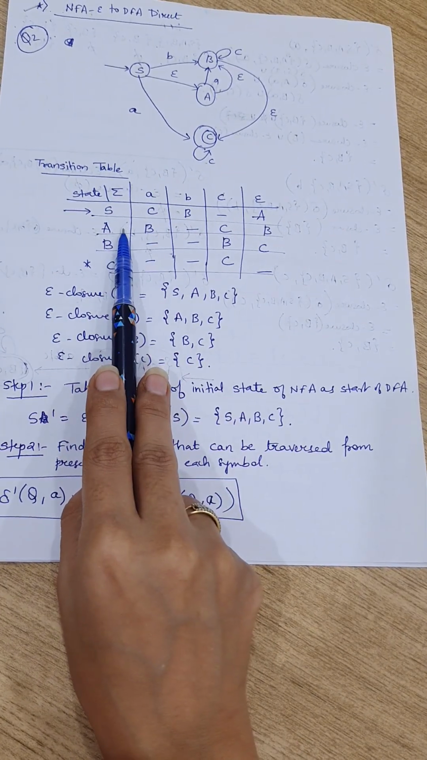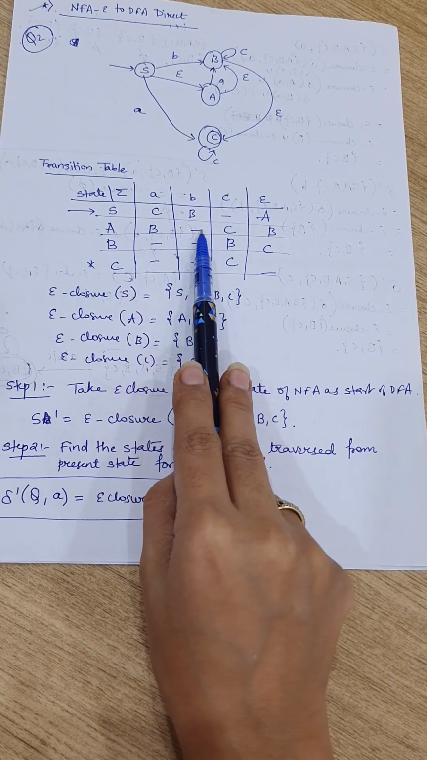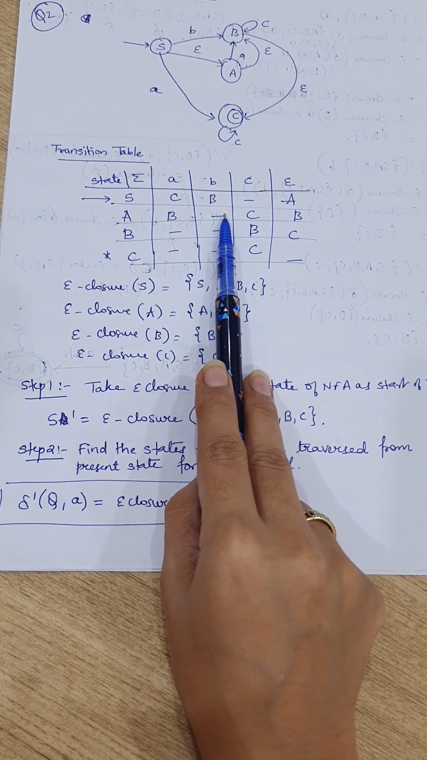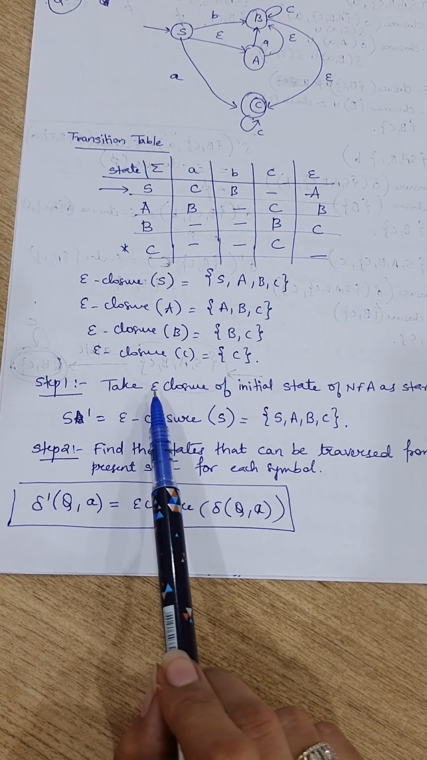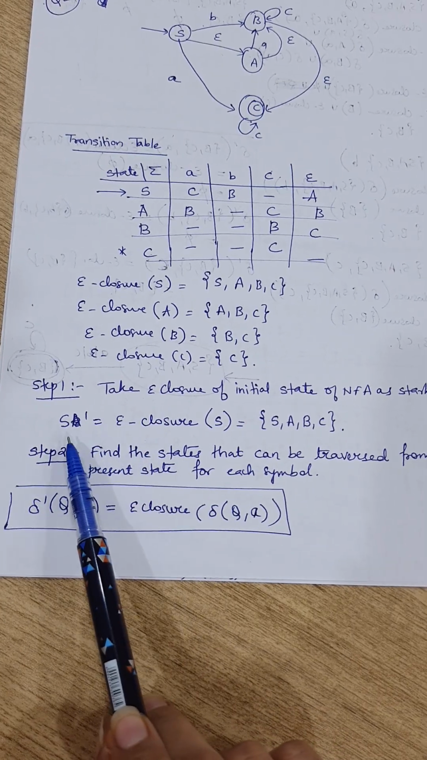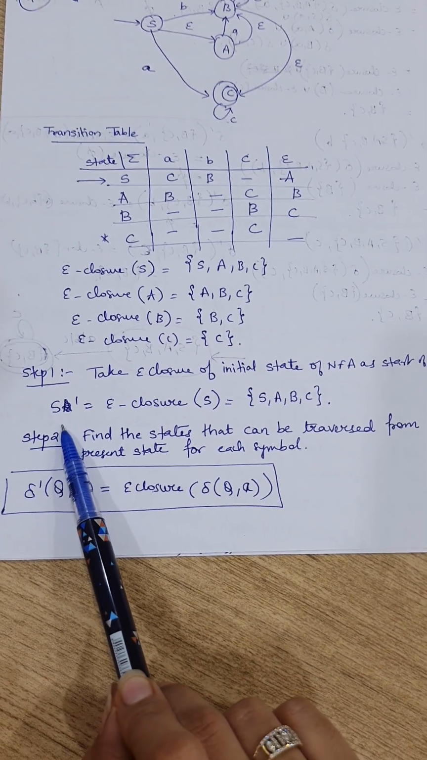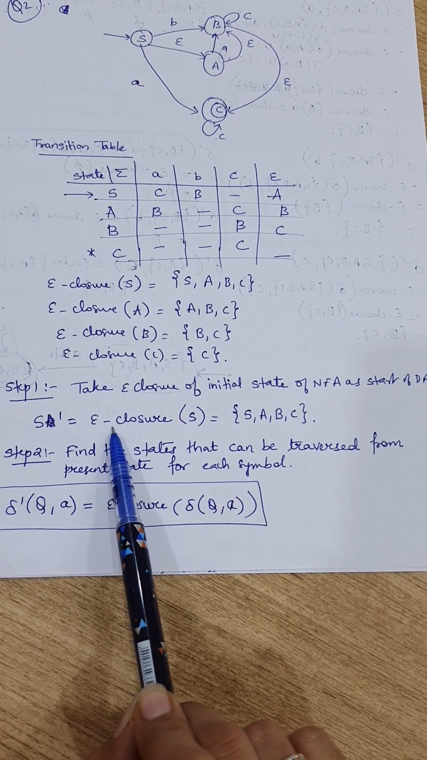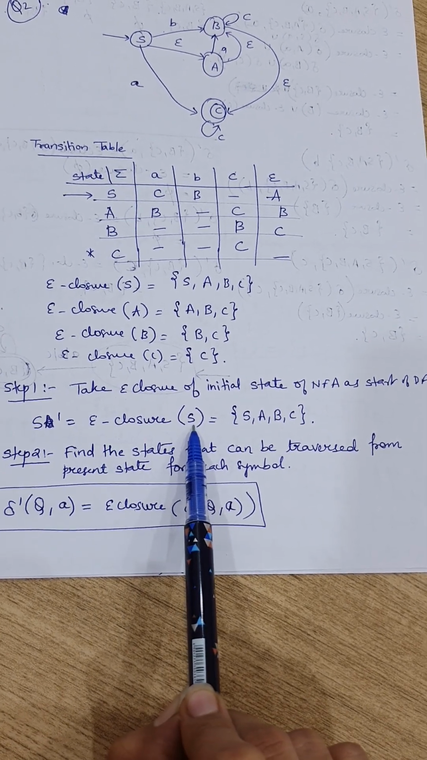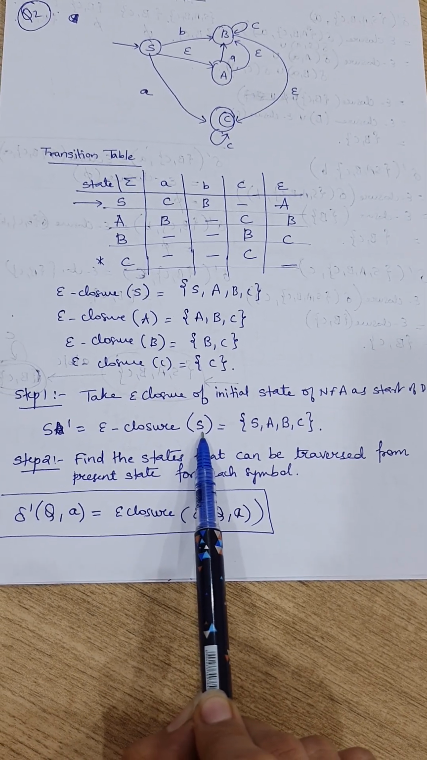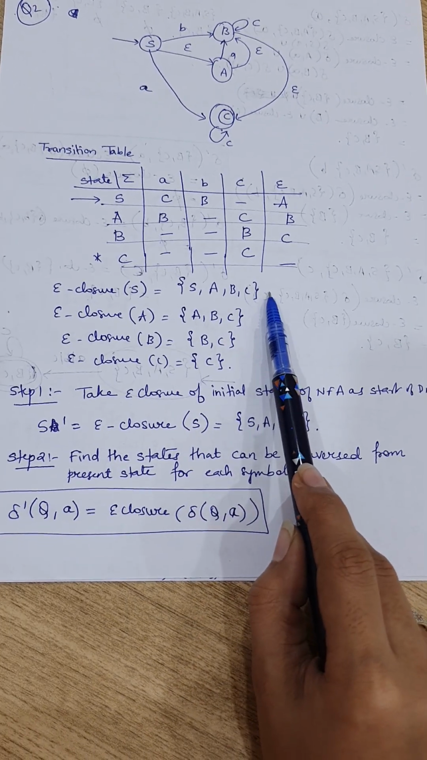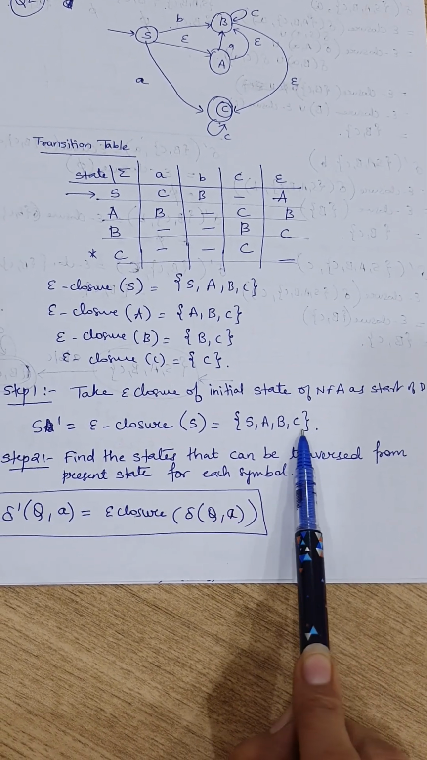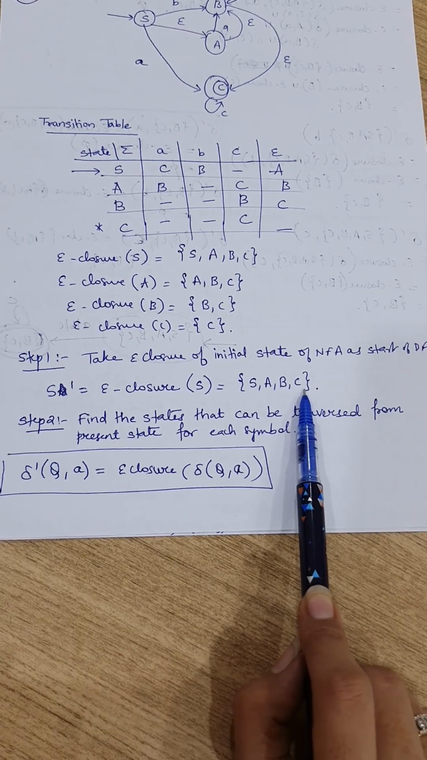This is just the transition table for this same NFA, which need not be drawn. So epsilon closure. So what will be S dash? S dash is my initial state, which will be epsilon closure of the initial state of NFA, which is S. So epsilon closure of S we have already computed, it is SABC. So this will be my initial state of the DFA.